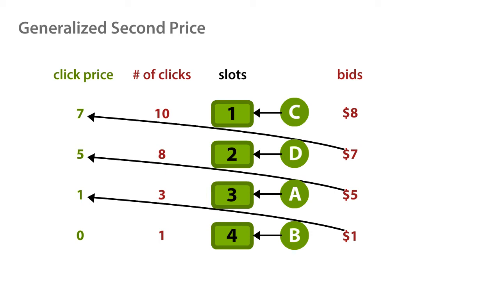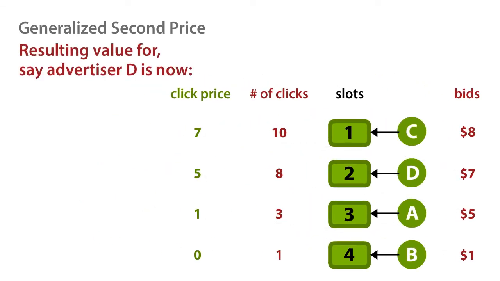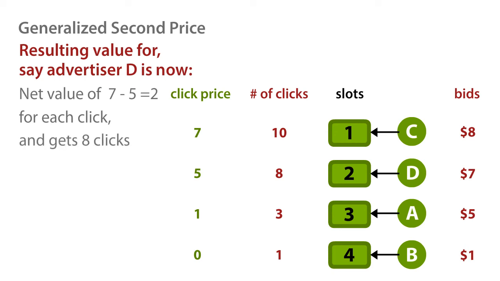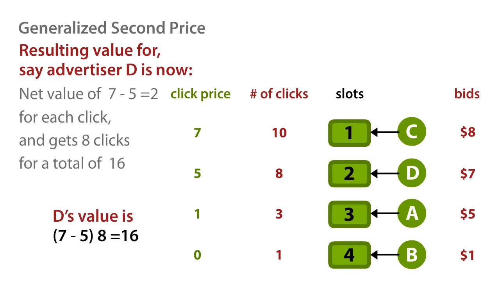So if you want to think about the outcome, it might be useful to work out what the value is for a particular advertiser here. For example, for advertiser D, his value for the item is 7, and in our example, he actually bid 7, and he went to the second slot. He's paying a price of 5 for every click, so his net value on a click is 7 minus 5, which is 2, and he's getting 8 clicks, so his total value for the slot is 2 times 8, which is 16.